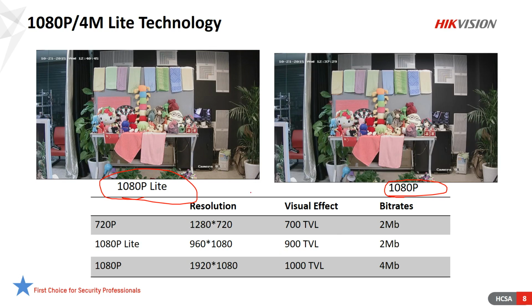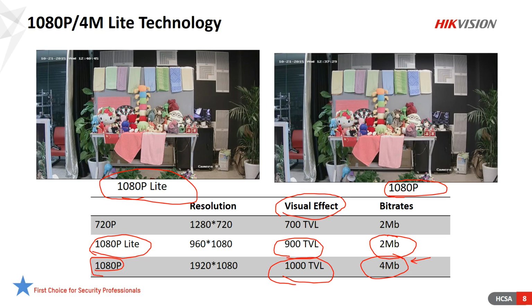Why? Because this is the 1080p Lite, and this is the 1080p. Actually their visual effect is almost very close, like 900 TVL and 1000 TVL. It is very close. So that's why we can hardly tell the difference between them, because they look almost the same. But the thing is, the 1080p Lite has a lower bit rate, but 1080p is going to have like 4 megabits.